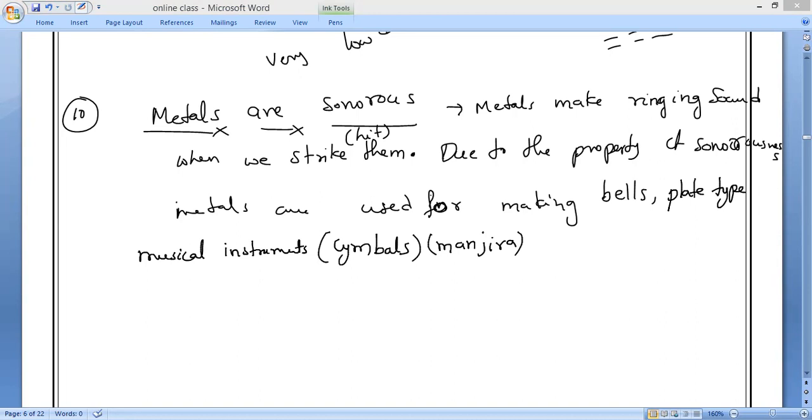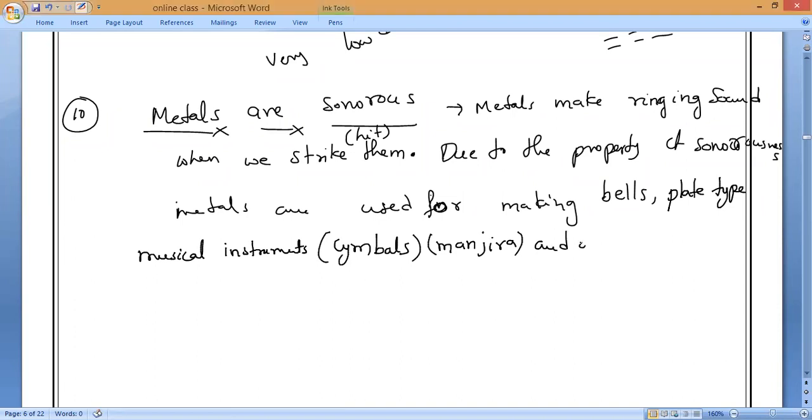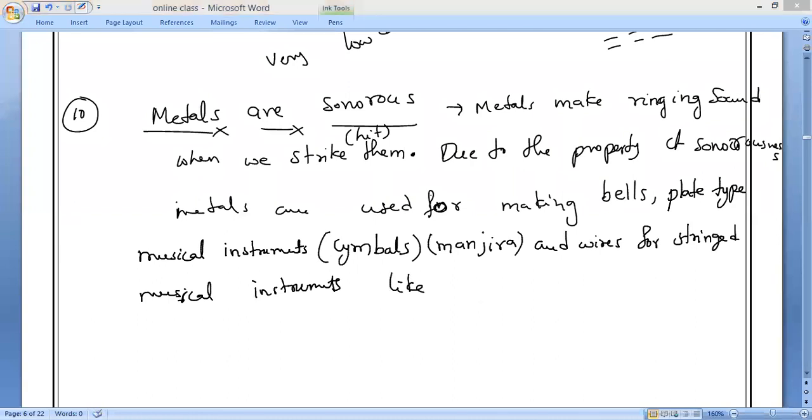All the strings are made with what? The strings are wires. Wires are made with what? Metals only. Metals. And wires for stringed musical instruments. What is it like, musical instruments? String musical instruments. Violin.